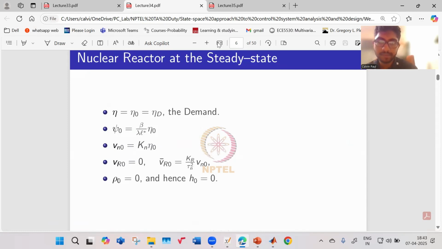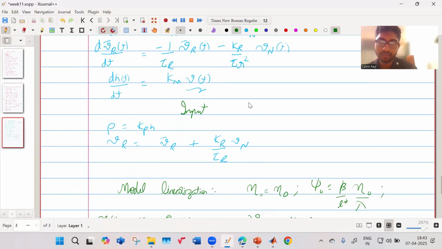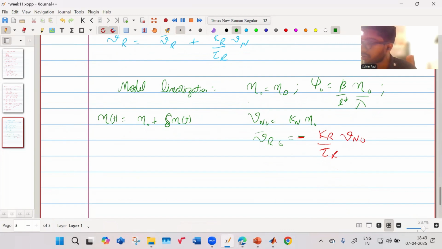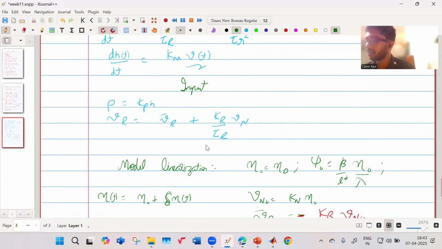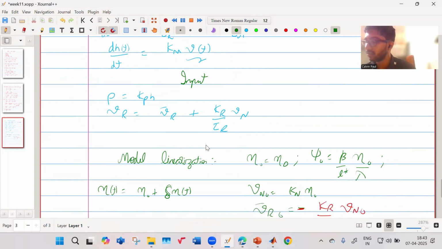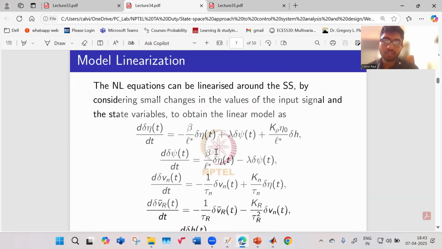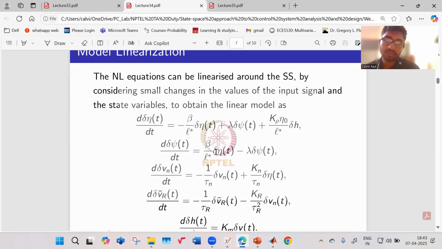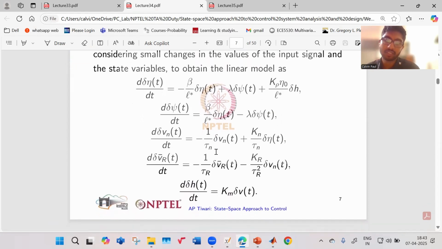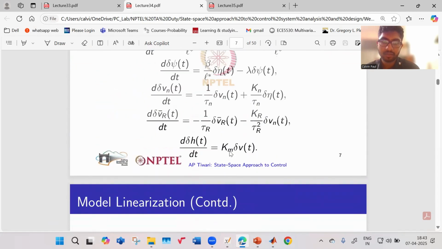Okay. We have rho naught equal to 0, h naught equal to 0. There is a change in the operating point. So this nonlinear equation will be linearized around the steady state, with small changes in the values. So there are certain small changes in their values.